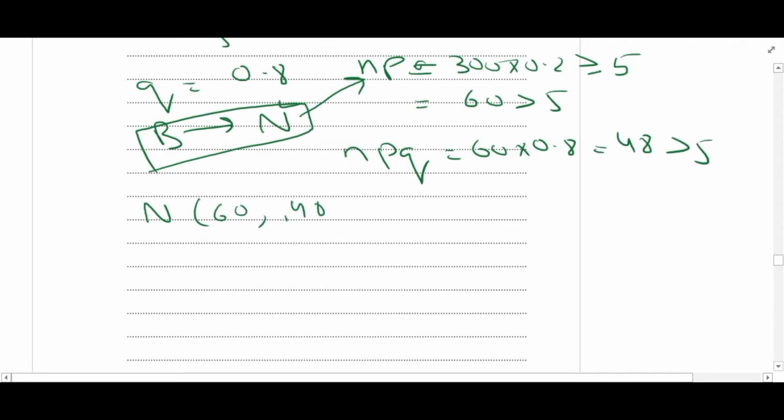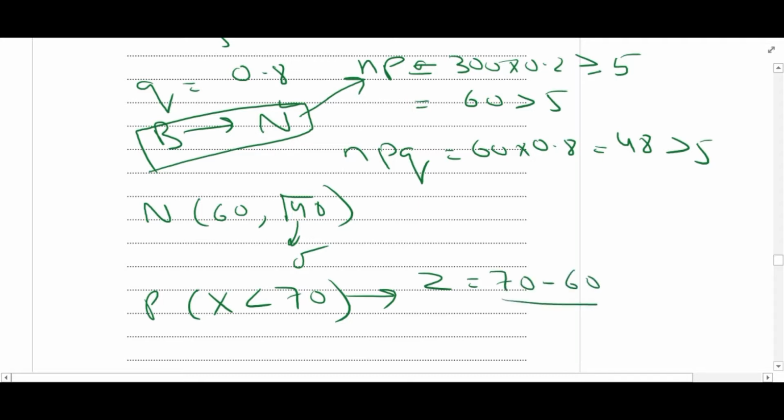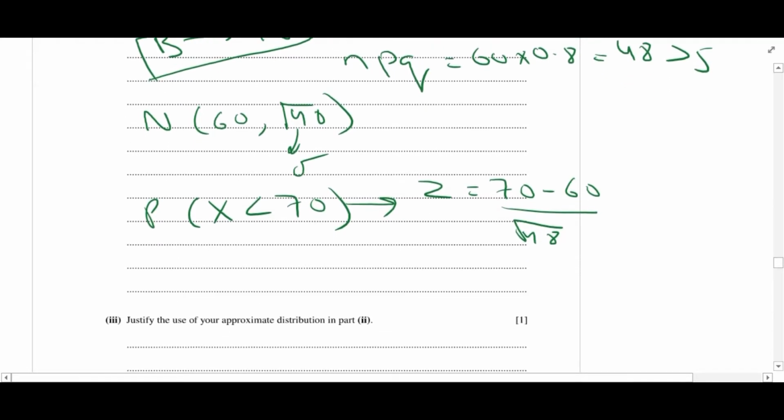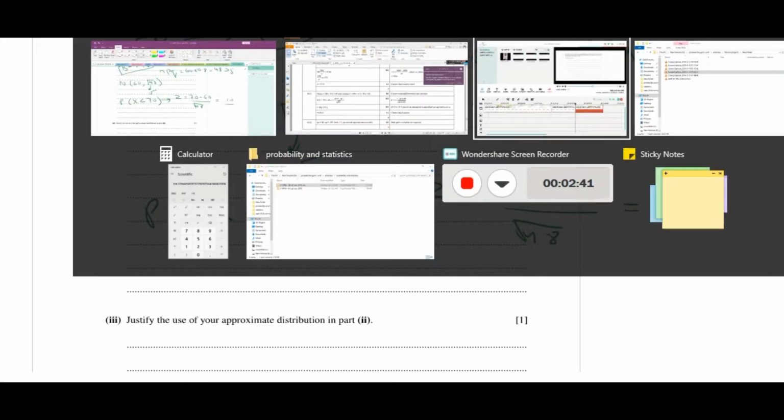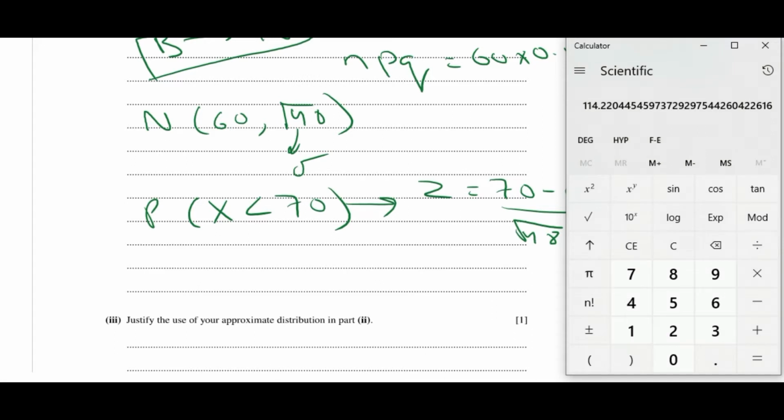Now we have normally distributed data with 60 as the mean and the square root of 48 as the sigma. Now we need to find the probability of x being less than 70. First we need to convert it into the standard normal distribution. That would be z equals 70 minus mu, which was 60, upon sigma. Sigma is the square root of 48. That would be 10 upon the square root of 48.